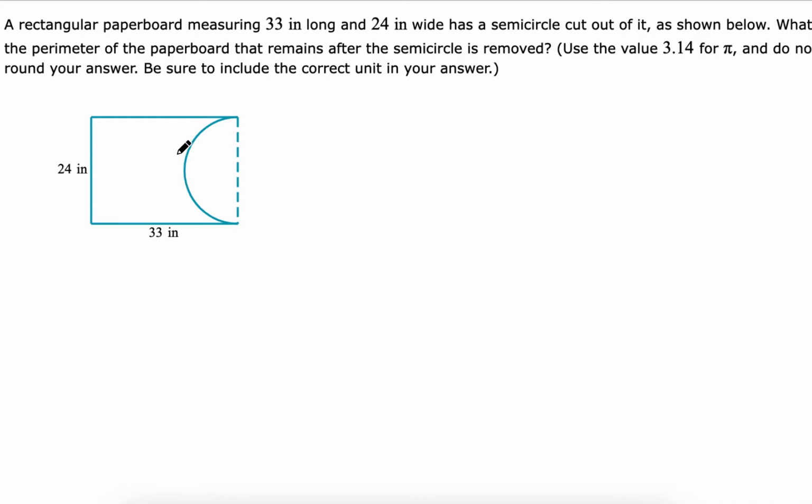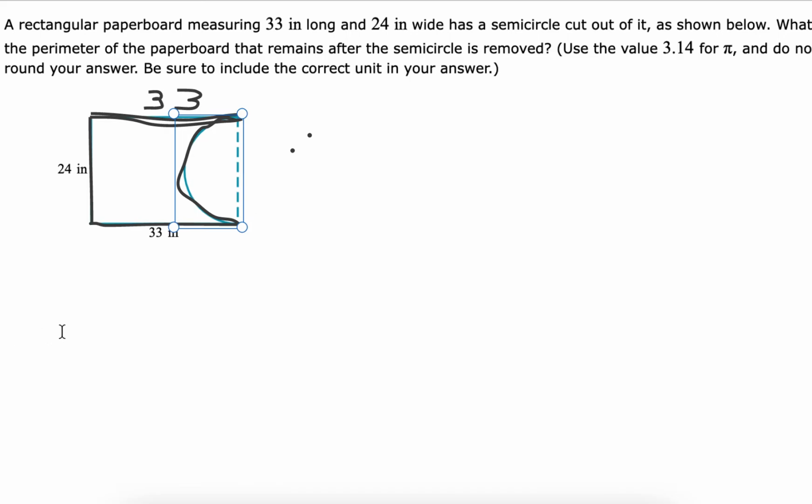So what is the perimeter of the paperboard that remains after the semicircle is removed? So they're cutting out the semicircle. We're supposed to find the length of a string that would go all the way around this perimeter that I just drew. So a couple of the parts are easy. 33 inches here plus 24 inches. And then this is a rectangle originally, so that's another 33 inches up here.